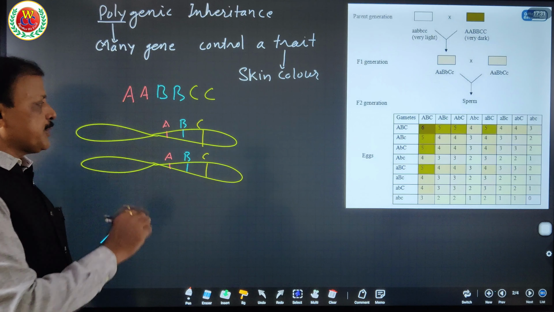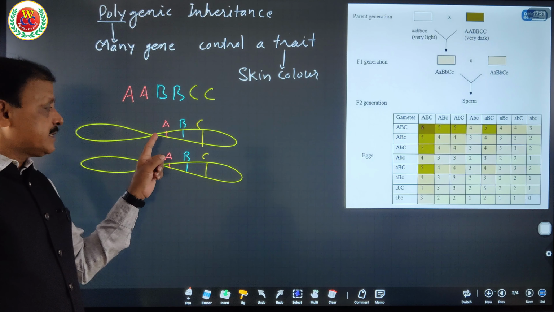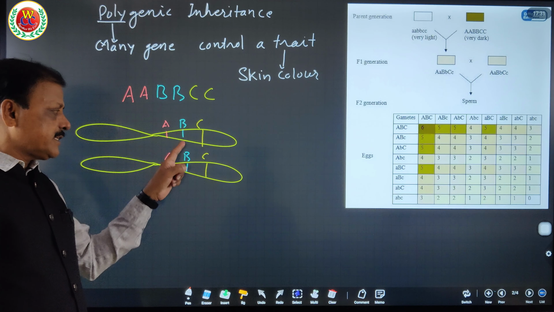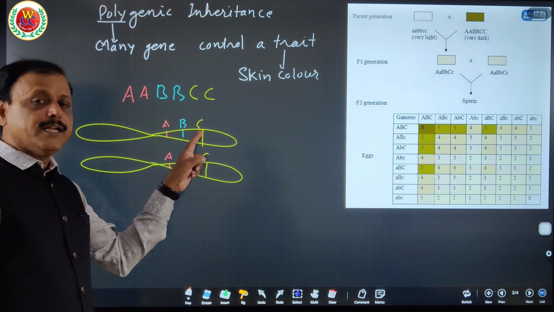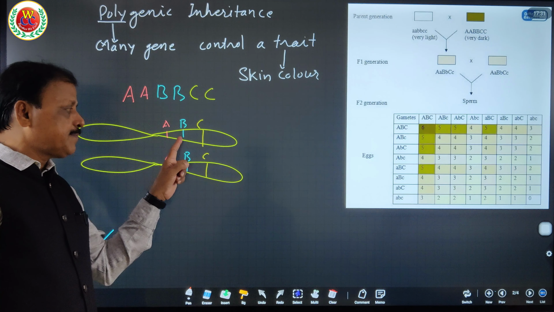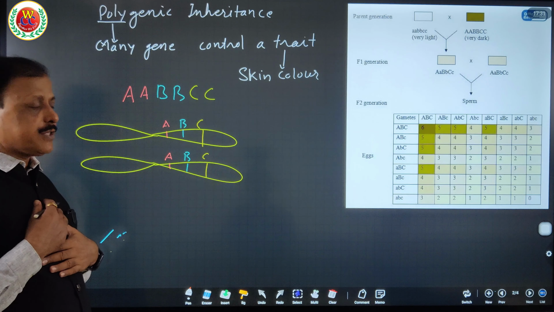Now you understand the first point, that these are three pairs of non-allelic genes. What does it mean? This is an allelic pair of genes, this is an allelic pair of genes, this is an allelic pair of genes, but when we say A, B, C, they are non-allelic genes because they are present on different loci on the homologous pair of chromosomes. Suppose I am an African Negro person who has very dark skin. That means I have all six genes in dominant form, producing maximum melanin pigment to have the darkest skin, and another is very light.